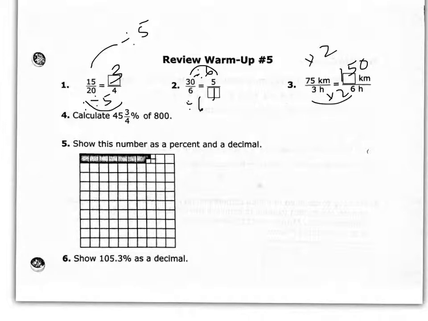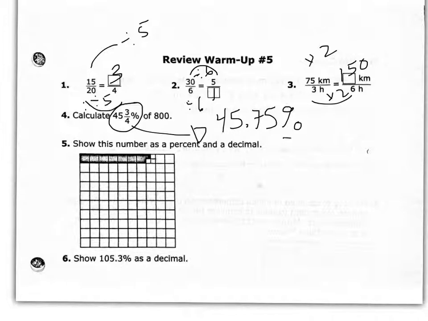Number 4, calculate 45 3/4% of 800. Now, for this, it's really important that you get rid of this fraction here because it causes a lot of confusion. What I would do is turn that into a decimal percent. So 45 3/4 equals 45.75%.